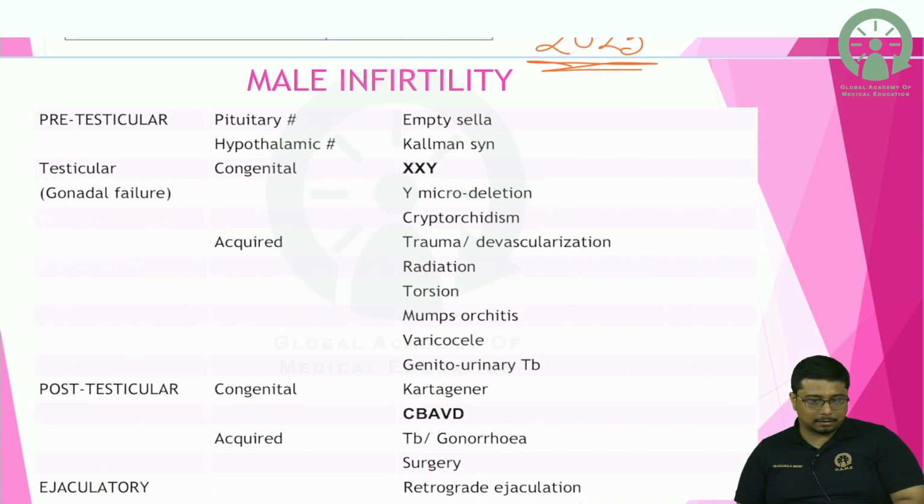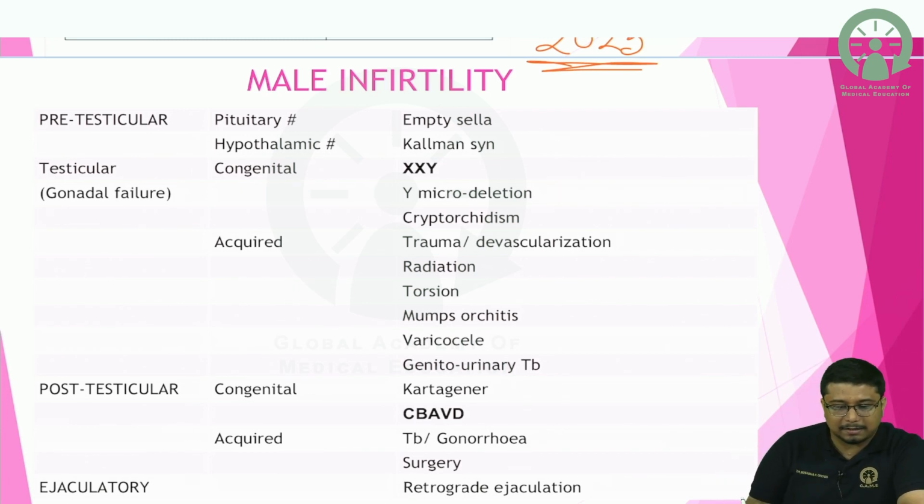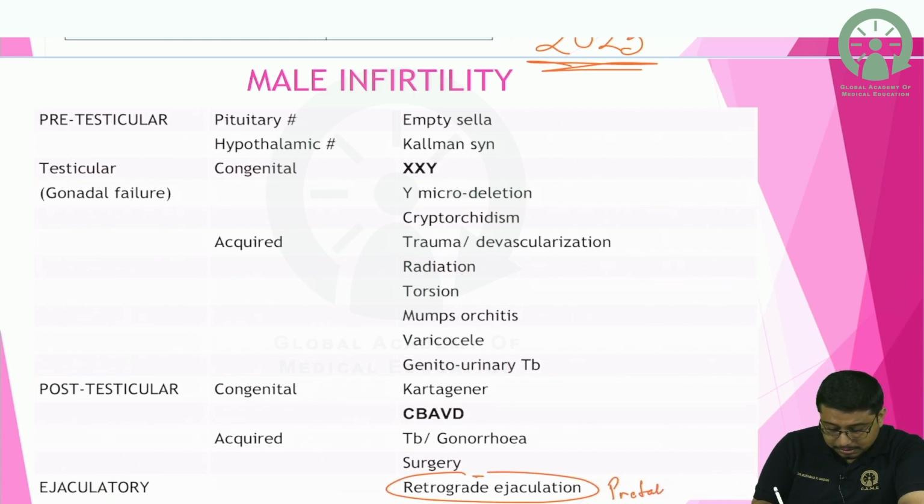Okay. So again, coming to male infertility, the same way we have in case of anovulation or amenorrhea, we have discussed compartment wise. So here also we will discuss compartment wise. So male infertility: retrograde ejaculation, that is ejaculation into the urinary bladder, that can happen. So retrograde ejaculation is very much common after prostate surgeries.